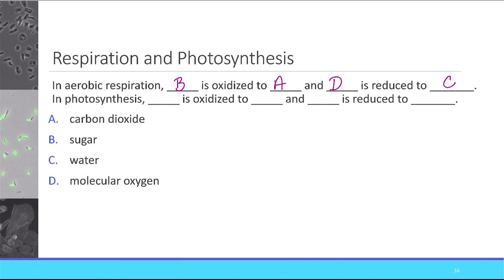On the flip side, in photosynthesis, water is oxidized to oxygen, and this happens during photolysis. Then carbon dioxide, or CO2, is reduced to sugar. Again, this practice problem is showing us how these two processes are essentially backwards and inverse of one another.